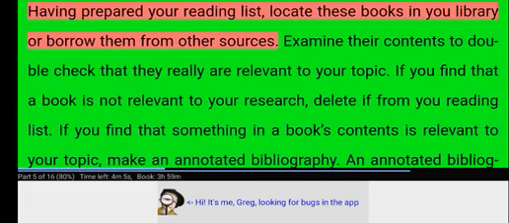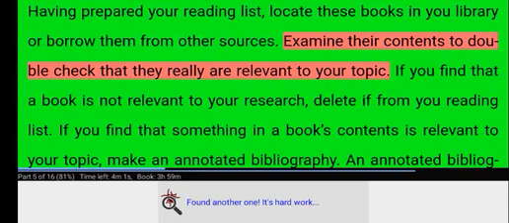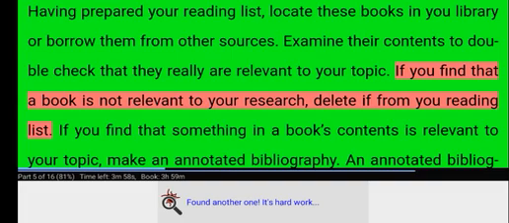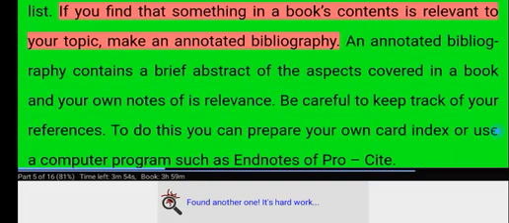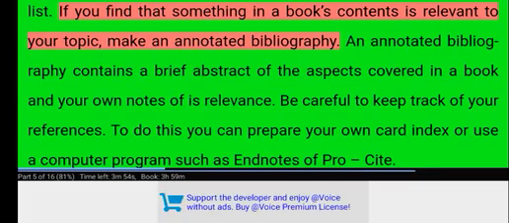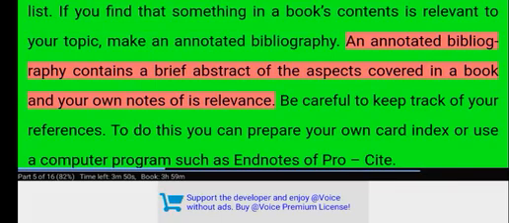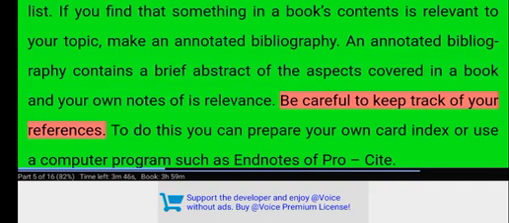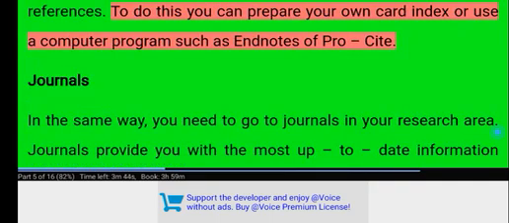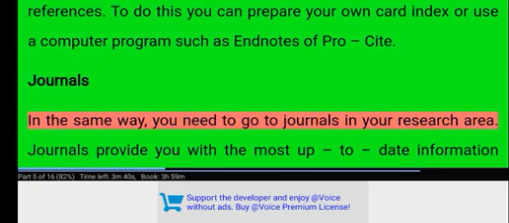Having prepared your reading list, locate these books in your library or borrow them from other sources. Examine their contents to double-check that they really are relevant to your topic. If you find that a book is not relevant to your research, delete it from your reading list. If you find that something in a book's contents is relevant to your topic, make an annotated bibliography. An annotated bibliography contains a brief abstract of the aspects covered in a book and your own notes of its relevance. Be careful to keep track of your references. To do this, you can prepare your own card index or use a computer program such as EndNote or ProCite.